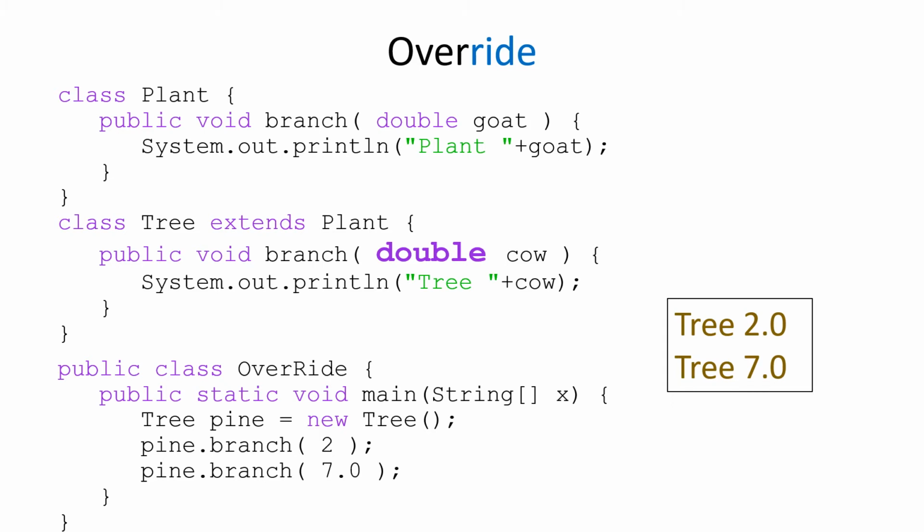It calls the child because, given that both are the same, it will always call the child in an override situation. And then when you call it with a 7.0, of course, it again calls the child class, because if you have a child class that overrides the parent class, then it always calls the child class.